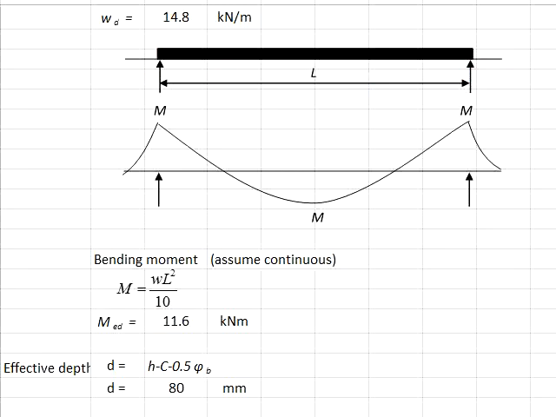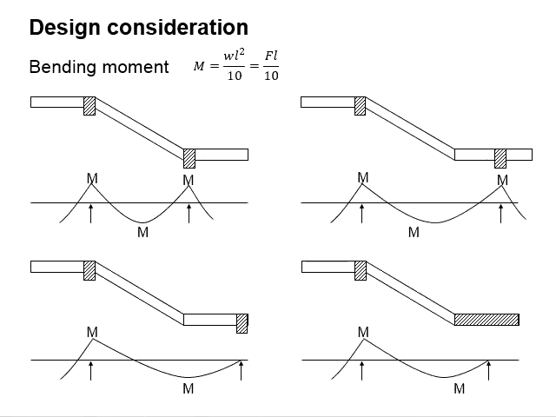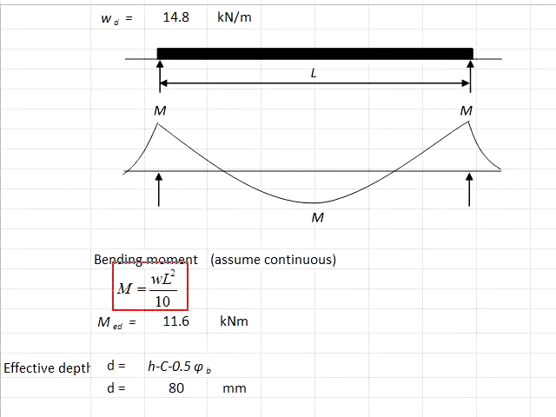On such a basis, you will know that there will be moments at the support and also at the midspan. Now we will need to quantify the moment here. To do so, you may refer to the previous slides here, where the formulas of the moments are obtained. We know that the moment is equal to WL square per 10. The W here will be 14.8 kN per meter.